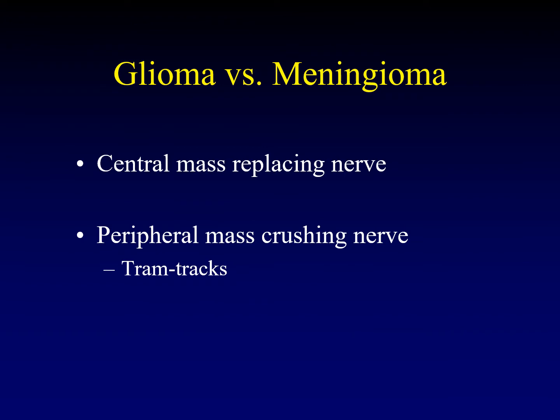There's a classic radiologic differential diagnosis for masses that arise from the optic nerve sheath, glioma versus meningioma. The glioma is a central mass of the nerve itself that replaces the nerve and expands the entire nerve sheath complex outward. A meningioma, on the other hand, is a peripheral mass arising from the dural sheath that crushes down centrally on the central nerve, and because it occurs on either side of the nerve, can produce, on post-contrast imaging, a tram track appearance where you can see the meningioma on either side and the nerve in between.